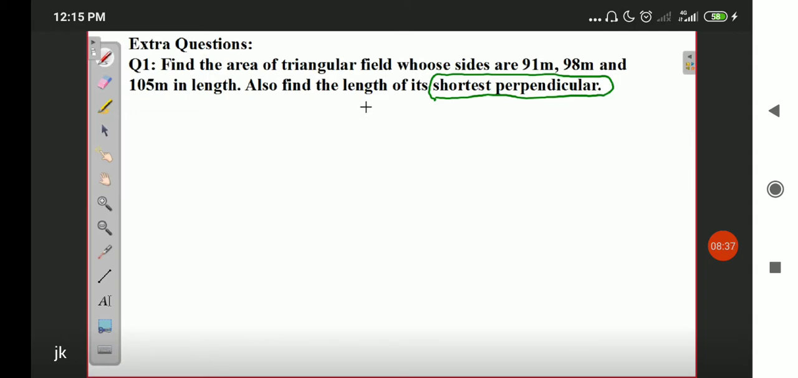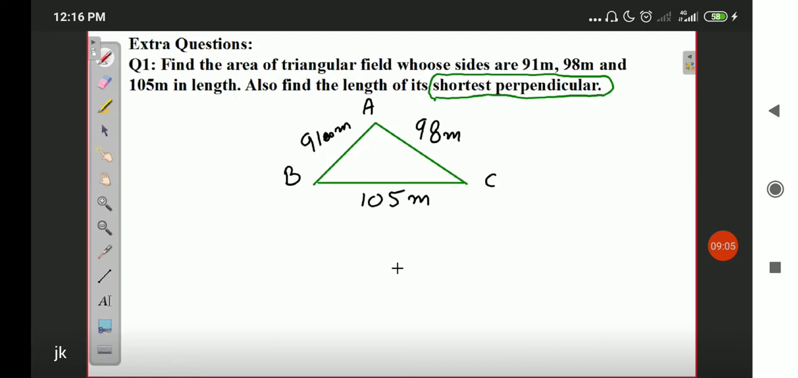First of all, let us draw the diagram. There are three sides of this triangle. All three are almost equal. This is 91 meters. Let A, B, C be the triangle. One side is 91 meters, one side is 98 meters, and the last side is 105 meters. Now you can see in the video I have marked it 91 meters, 98 meters and 105 meters.